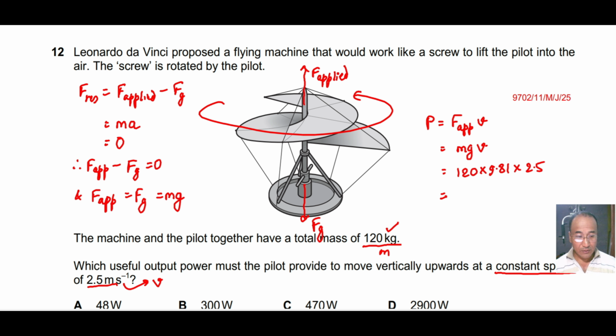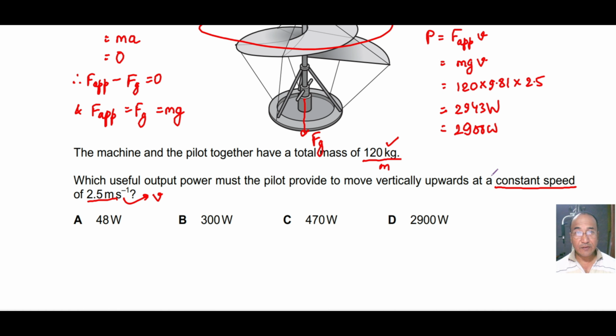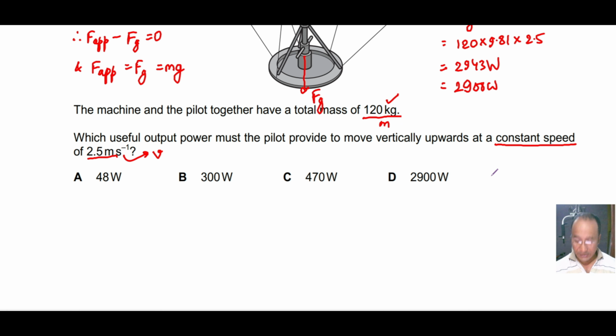When I calculate this in the calculator, 120 into 9.81 into 2.5, it gives me 2943 watts. Now if I do it in 2 SF, it will be equal to 2900 watts. So this answer is available in choice number D. Choice number D here. So this is the correct answer, the correct choice.